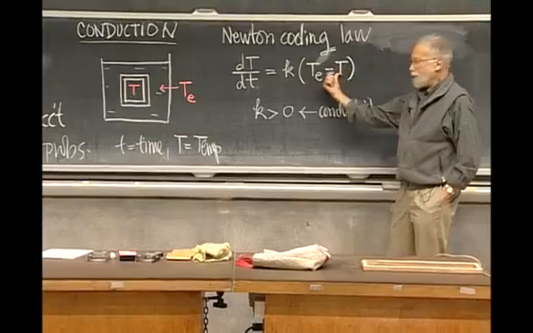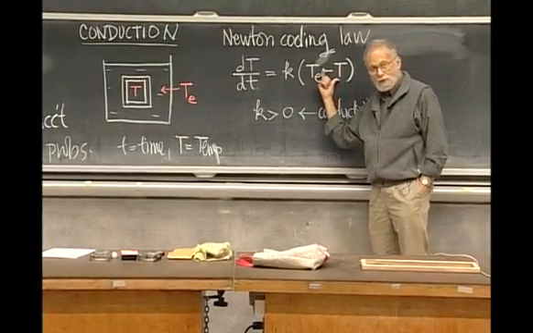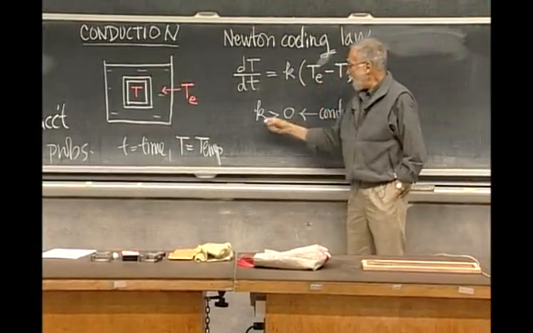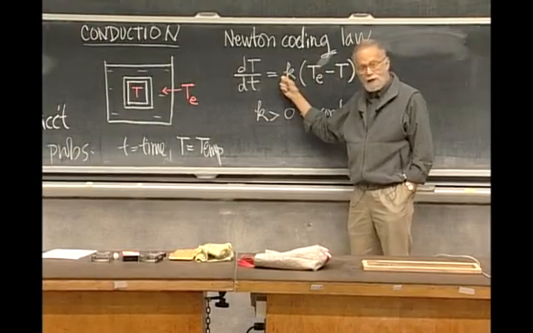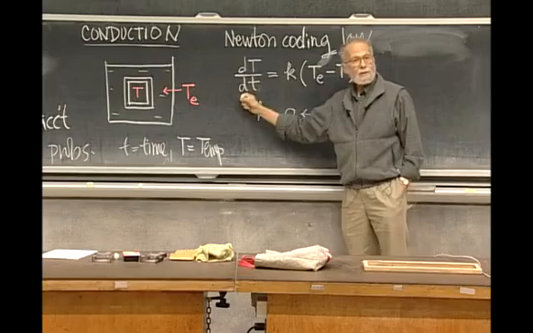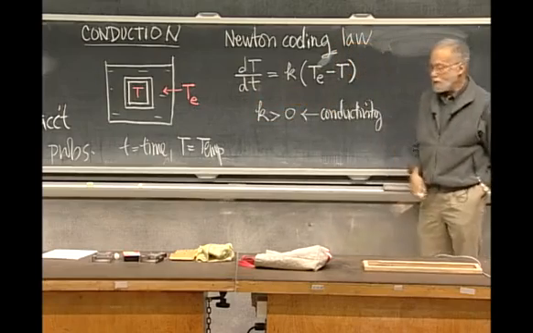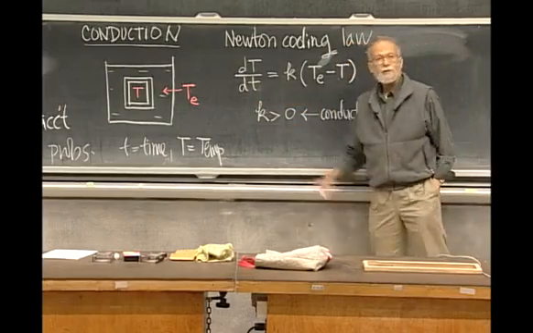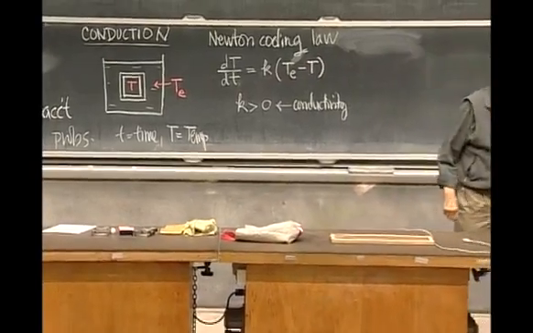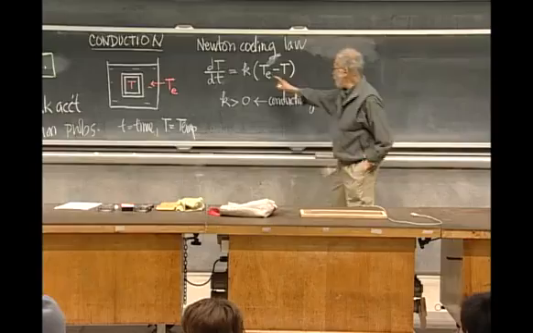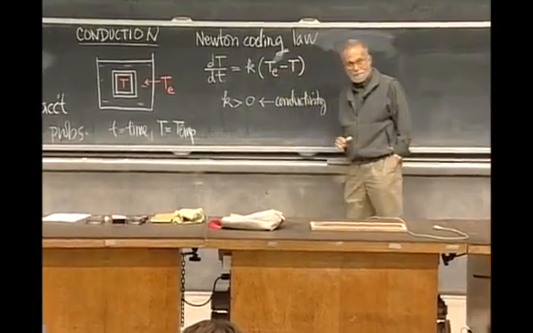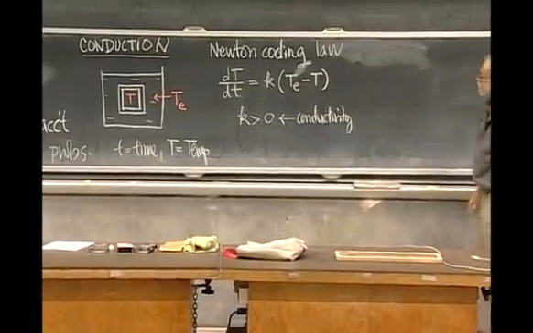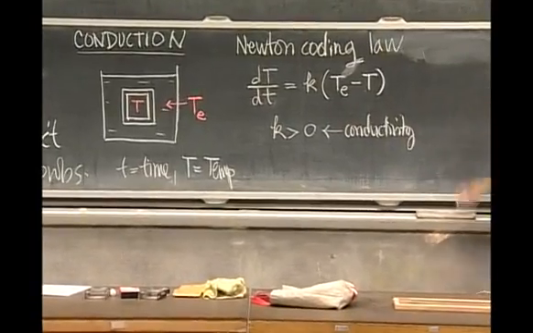If I had turned it the other way, expressed the difference in the reverse order, K would then be negative, it would have to be negative in order that this turn out to be positive in that situation I described. And since nobody wants negative values of K, you have to write the equation in this form rather than the other way around. So there's our differential equation.